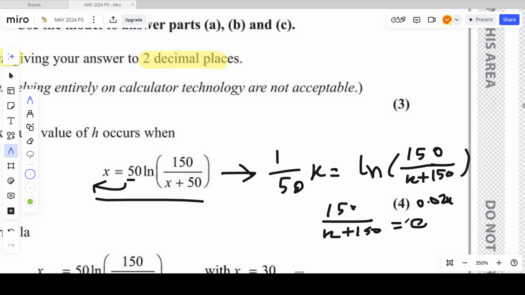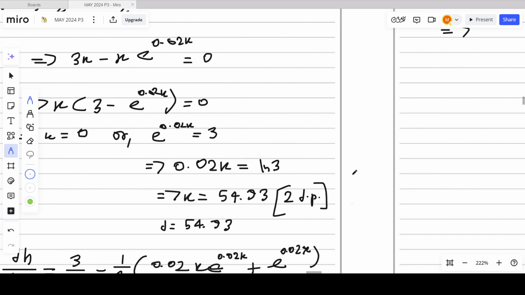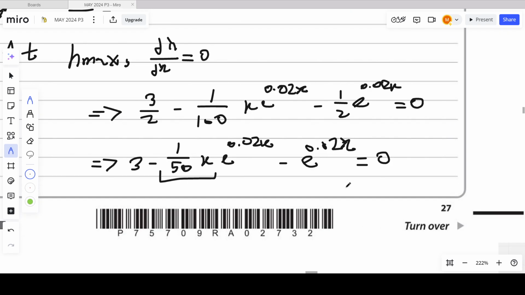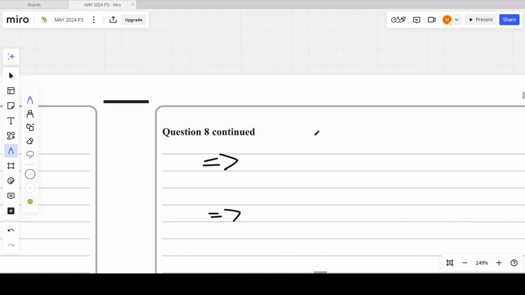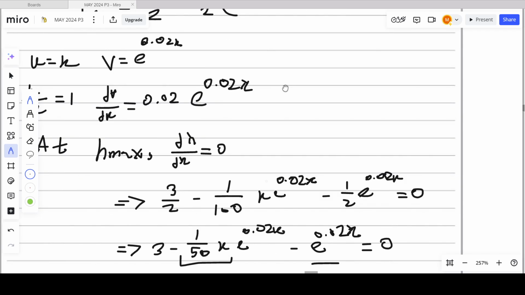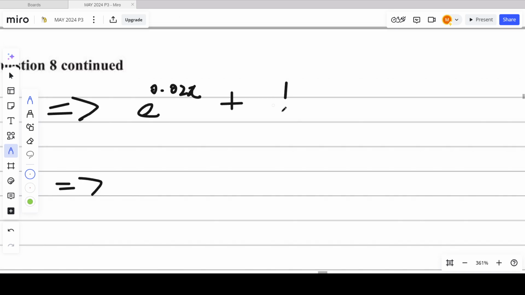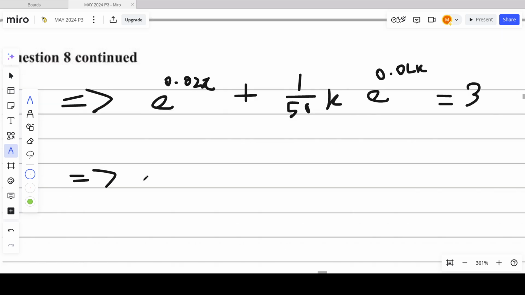Okay, we got that. That means we had e to the power 0.02x on the other side. So from there we need to make e to the power 0.02x the subject. So take the terms with e to the power 0.02x on the other side. So e to the power 0.02x plus 1 over 50 x e to the power 0.02x equals 3.